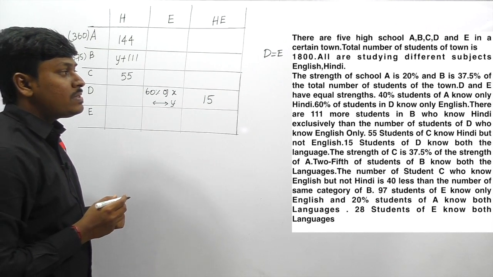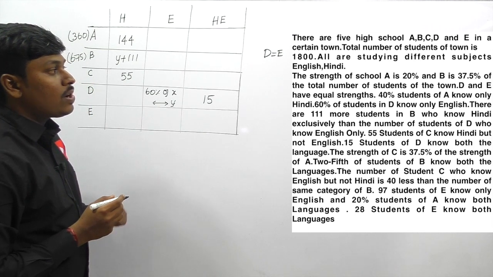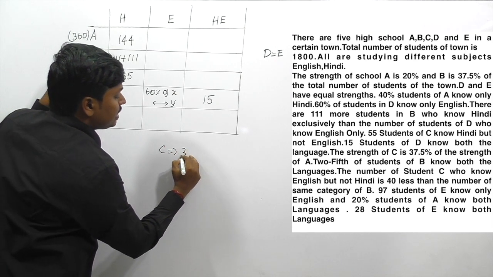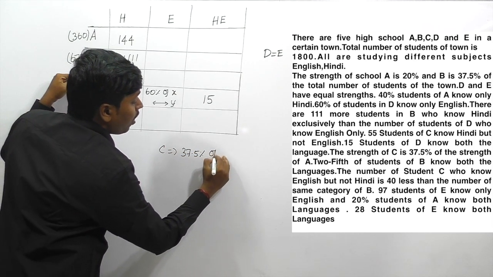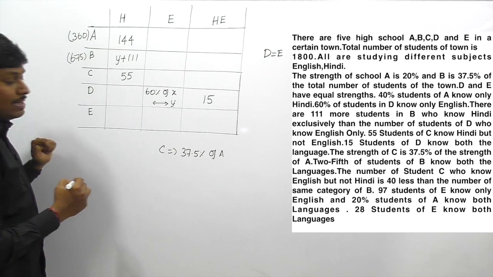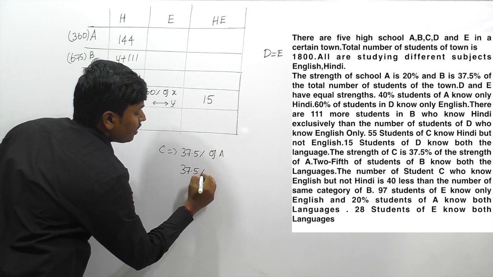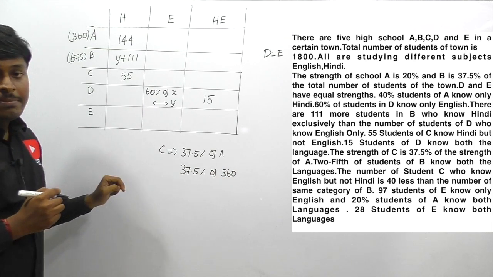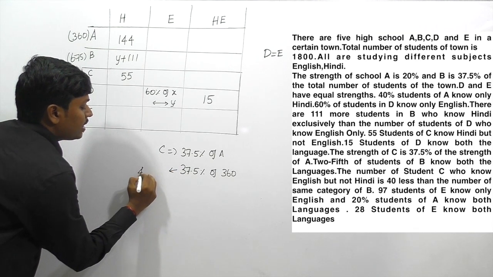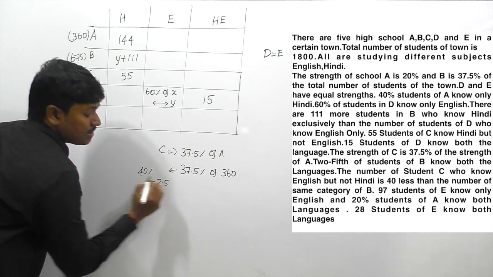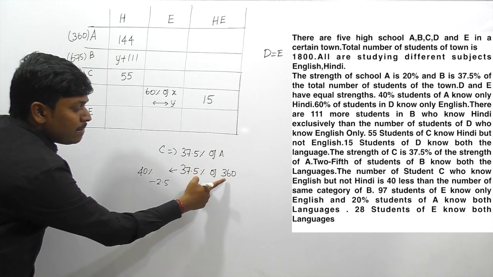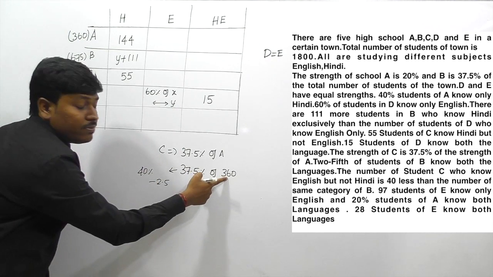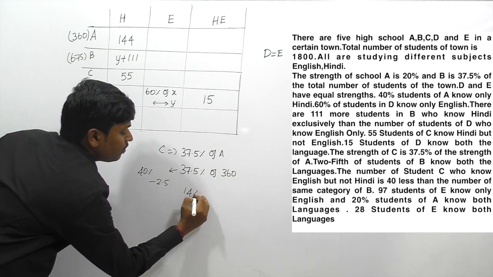Okay friends. The strength of C is 37.5% of A, friends. We know that A is 360, right? So we need to calculate 37.5% of 360. Similar concept. 37.5% can be written as 40% minus 2.5%, right? What about 40%, friends? 10% will be 36. We need to find 40%. So 10 into 4, that is 36 into 4. The resultant will be 144.